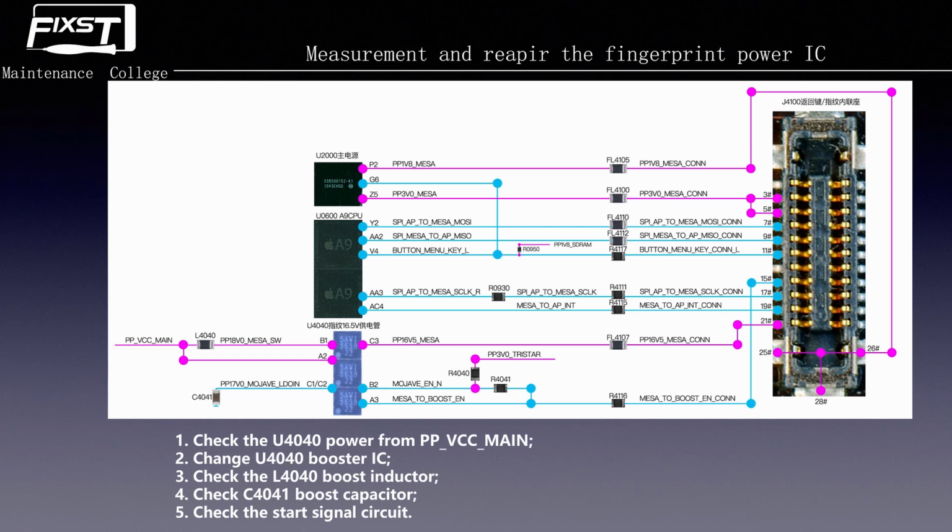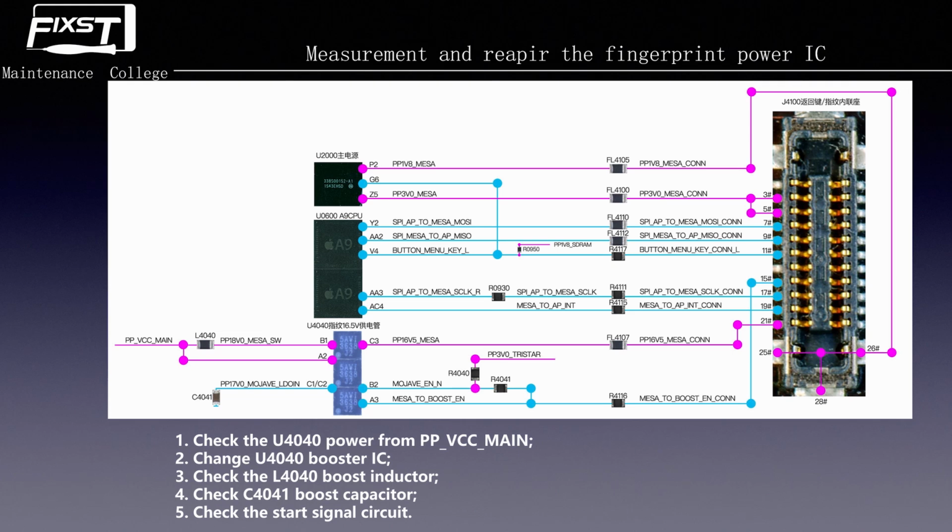Actually, this fingerprint power IC is a boost system. Its main function is to use the 3.8 voltage and boost it to the 16.5 voltage, and then send it to the fingerprint sensor. In the last class, we talked about the boost system. The boost system includes the booster IC, boost inductor, boost capacitor, and the diode. But in this boost system, there is no diode because the diode is integrated into the IC.